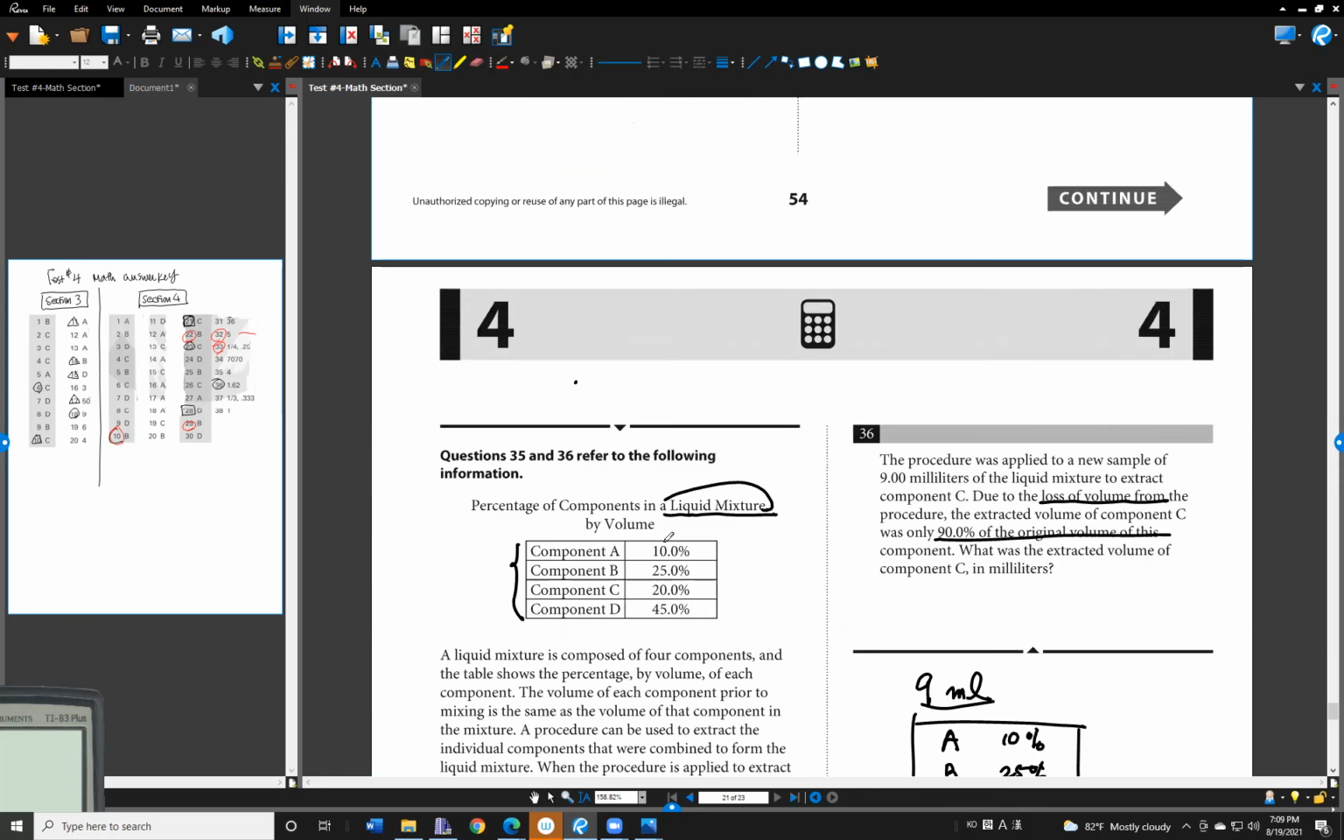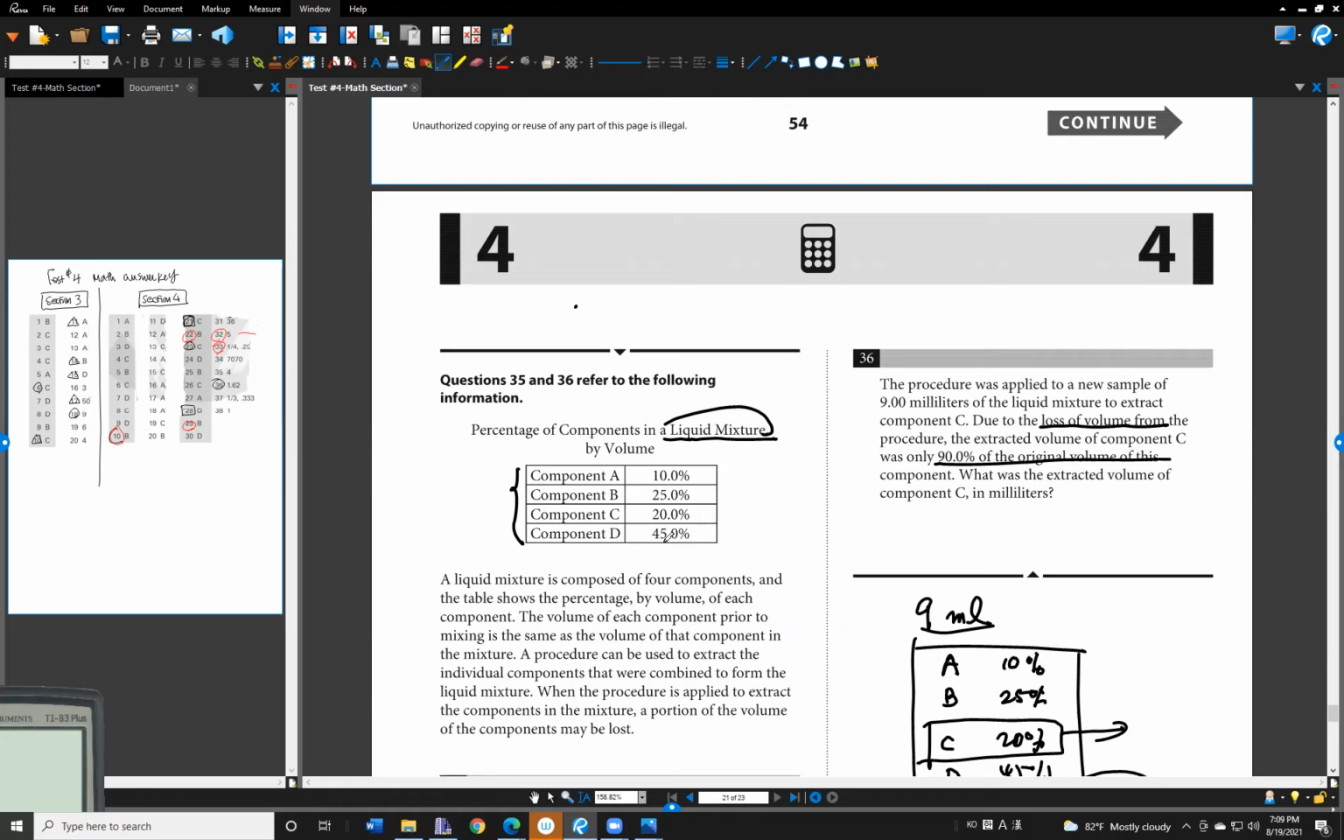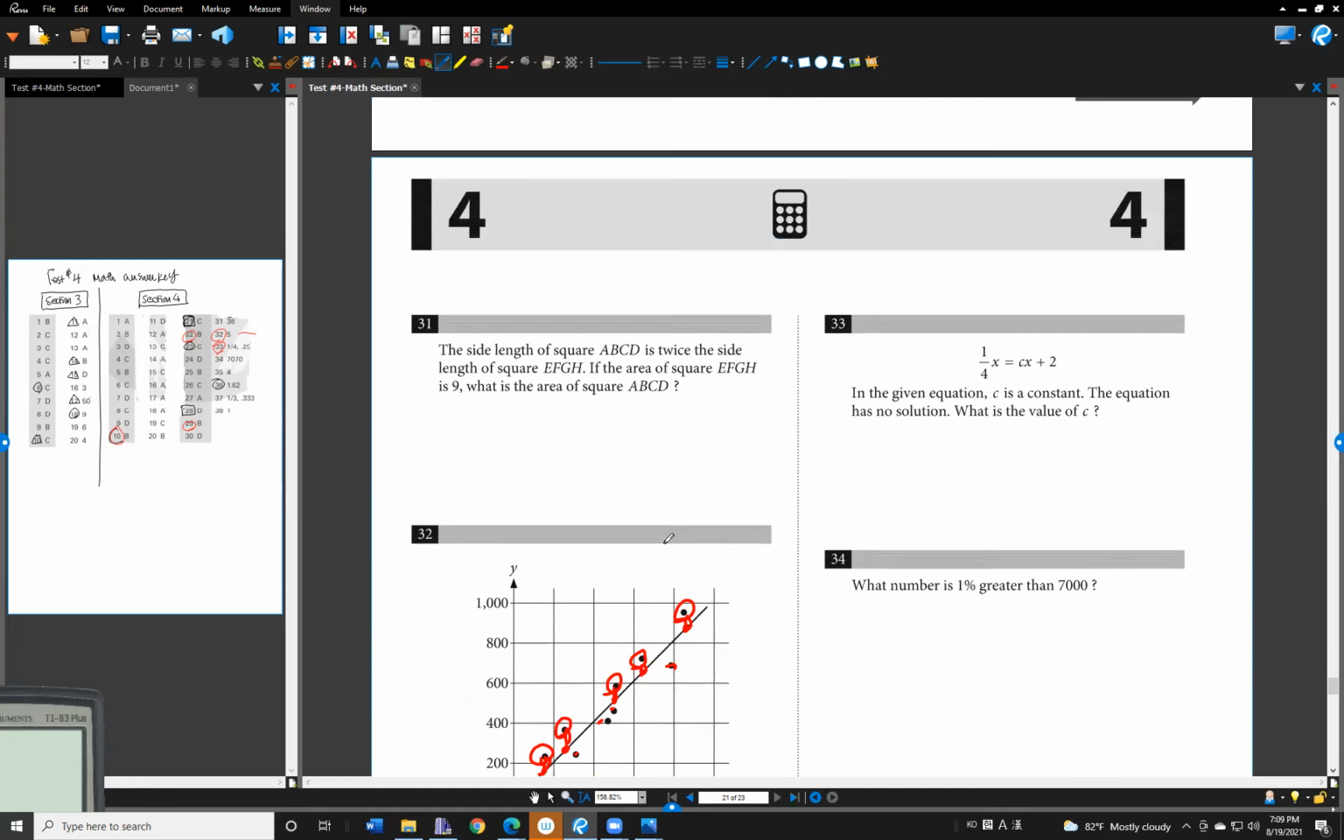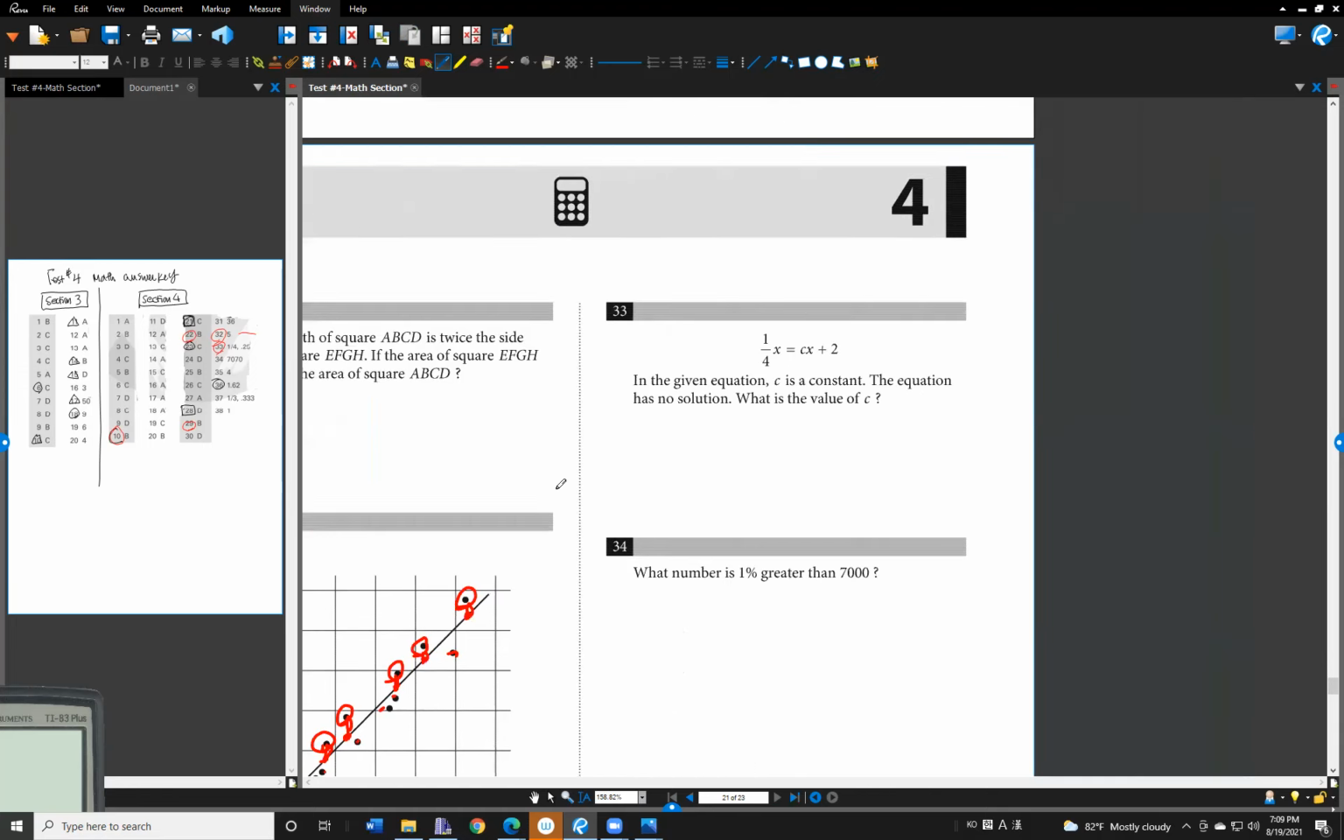Number 33, where is 33? Oops, where is 33? Over here. 1 over 4x equals cx plus 2. Can you show me no solution? We did a lot. All right, the last time we did it already. What are we going to do? I told you to express what? X. Because we need to find what x equals, so we can decide.